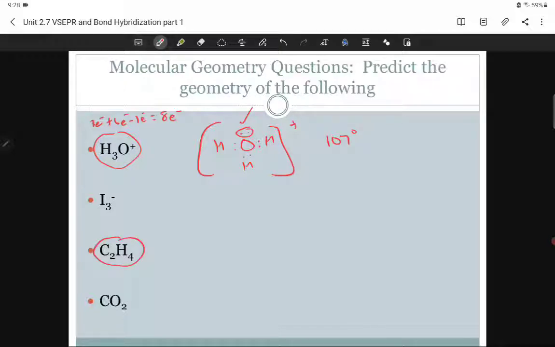Let's do this one. C2H4. Now you may have memorized from organic that this is an ene because of that. Enes mean double bonds. 2 carbons, ethene. You don't have to know that for this. And this is a little tricky for geometries here.